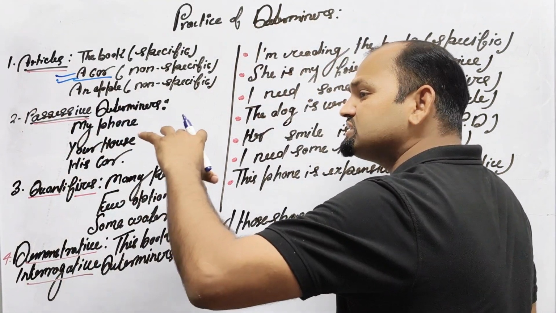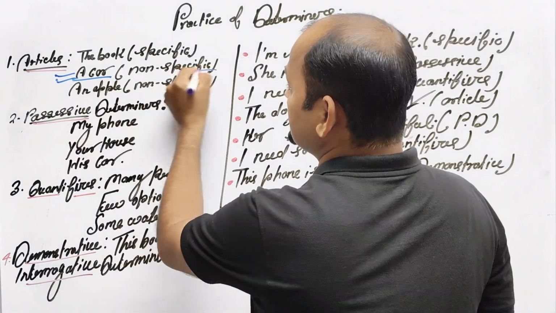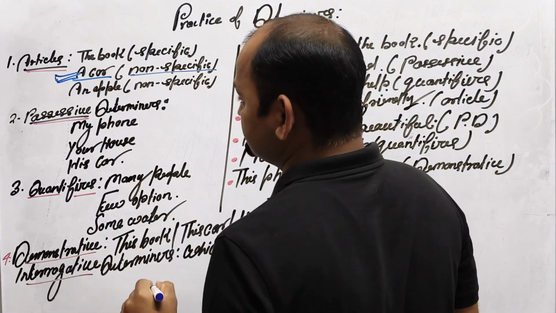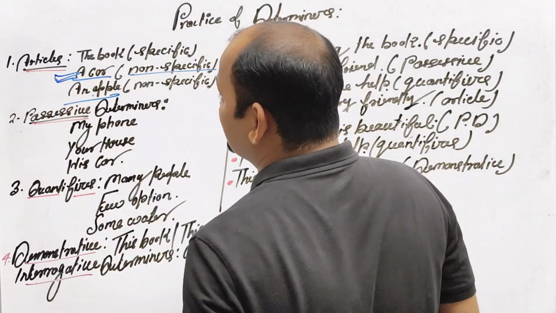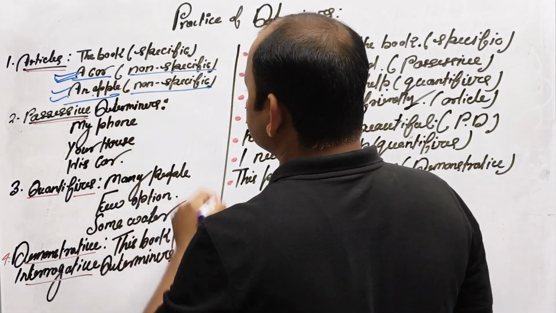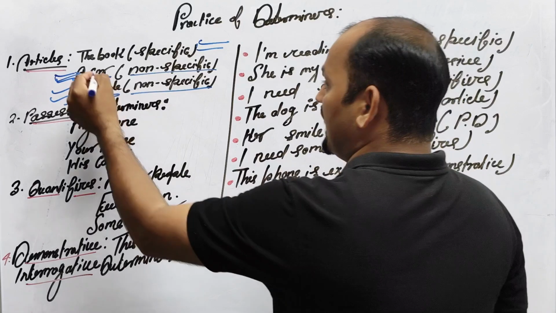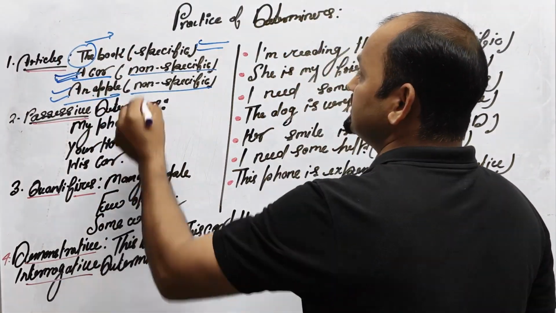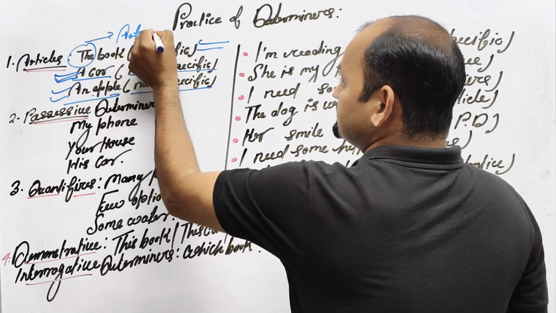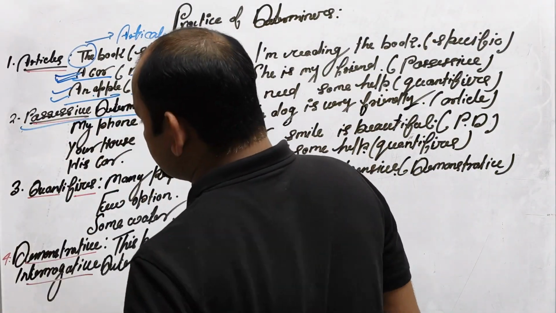Non-specific, just like a common thing, a normal talk. A or an we can call non-specific. An apple: the first letter is a vowel, so I have written an here, and this is also non-specific. Only for specific things can I write the article the.